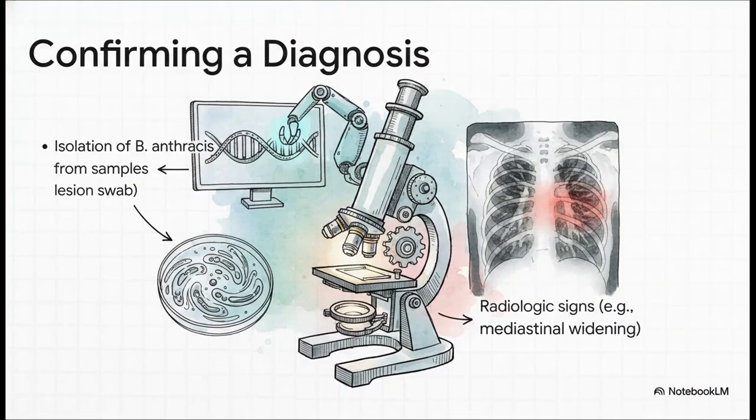So if a doctor suspects anthrax, how do they know for sure? Well, they've got a few key tools. They can take a sample, like a swab from one of those skin sores, and literally grow the bacteria in the lab. Modern PCR tests are super fast and can spot the bacterium's DNA. Other tests can actually find the specific toxins the bacteria release. And for that inhalation form, a chest X-ray has a classic telltale sign they look for.